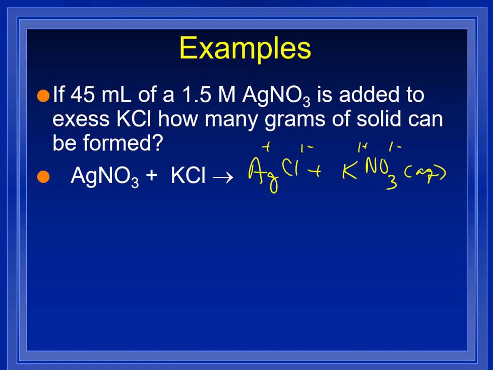Ag is not an alkali metal, so I look at the Cl. The rule for Cls is that chlorides are soluble unless they're with silver, lead, or mercury. This one is with silver, so my solid is going to be silver chloride.